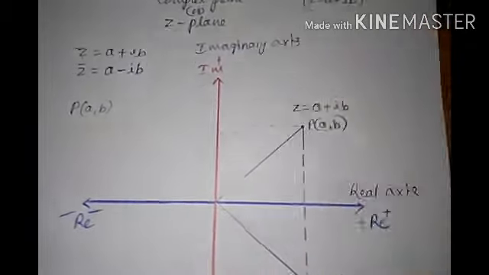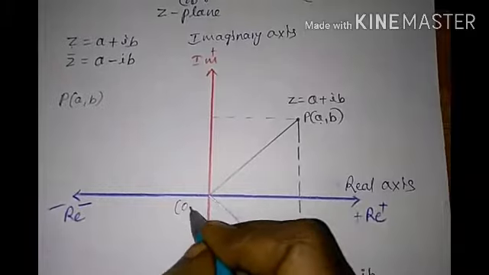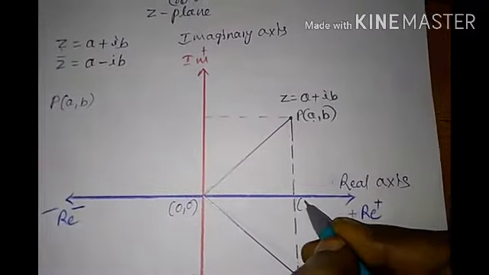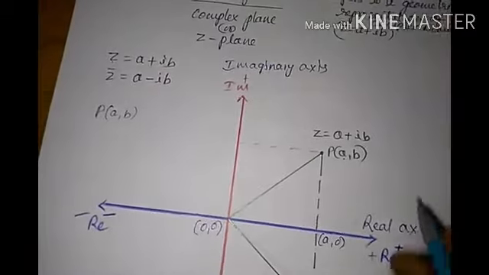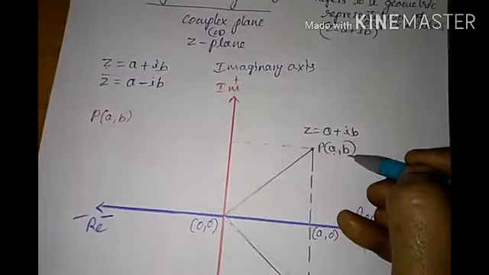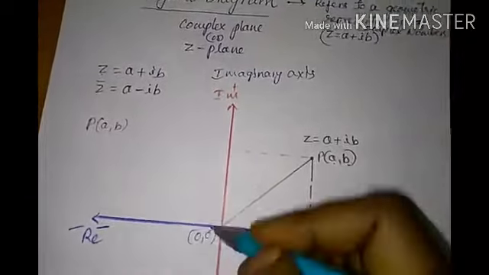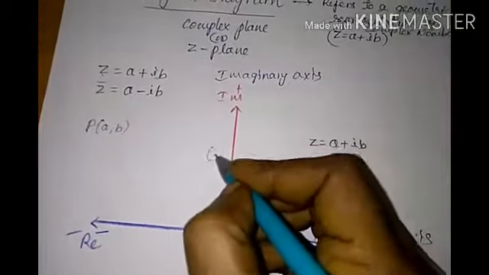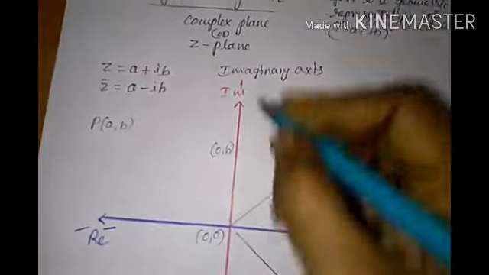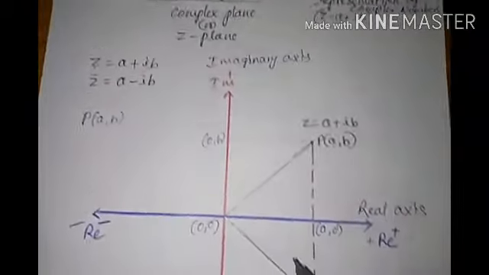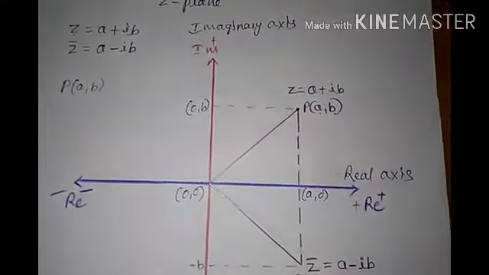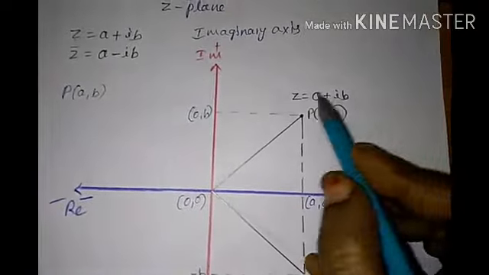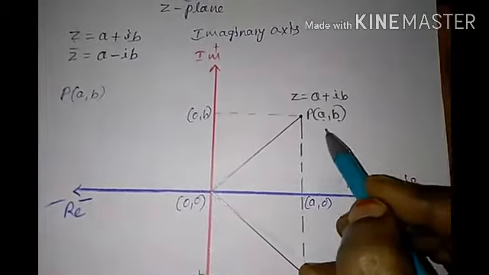The real part a is the distance from the origin to the point (a, 0) along the real axis, whereas the imaginary part b is the distance from the origin to the point (0, b) along the imaginary axis. Here is the point P (a, b). In this manner, we can represent any complex number.